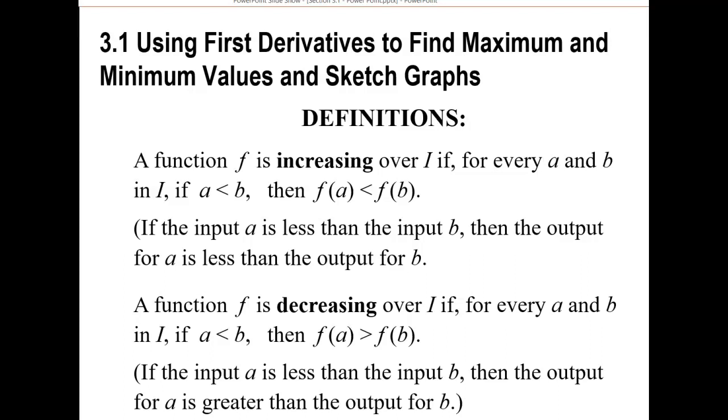A function f is decreasing over I if for every A and B in the interval, if A comes before B, or A is less than B, then f of A is greater than f of B. So in other words, if the input A is less than the input B, then the output for A is greater than the output for B. So for a smaller x value, the output is higher than it is for a larger x value. That would mean the graph would be moving downward as you look at it from left to right. We're going to be talking about increasing and decreasing in terms of derivative values and also by a more visual look at the graph.